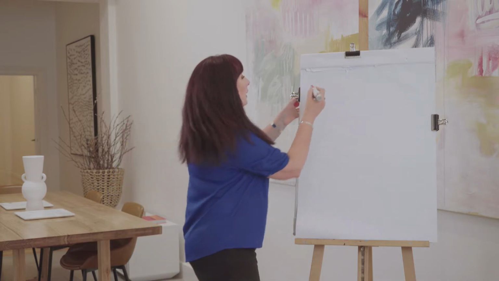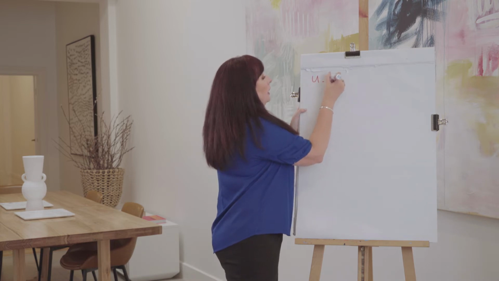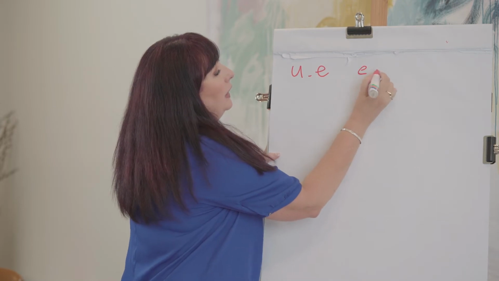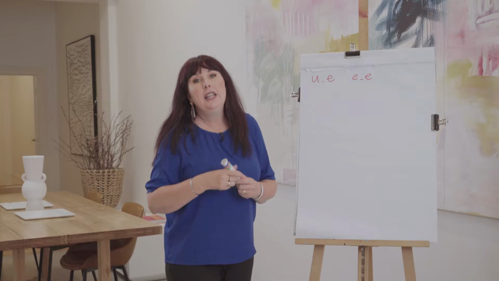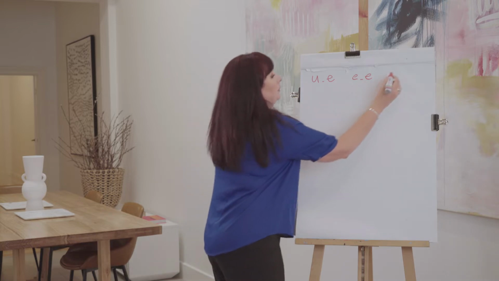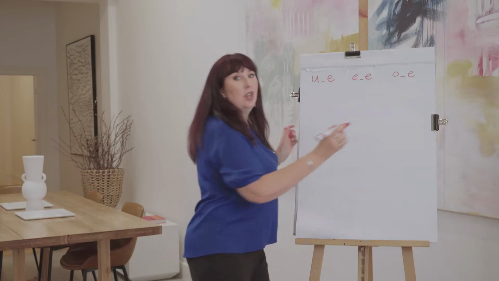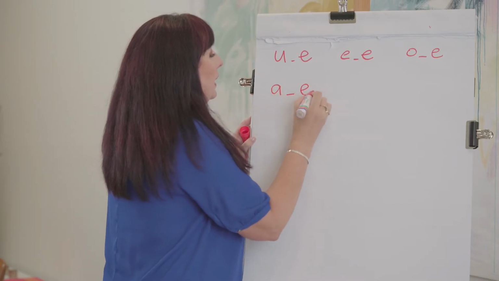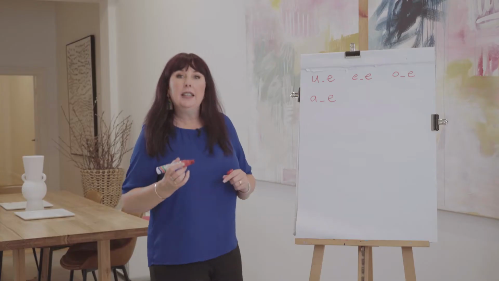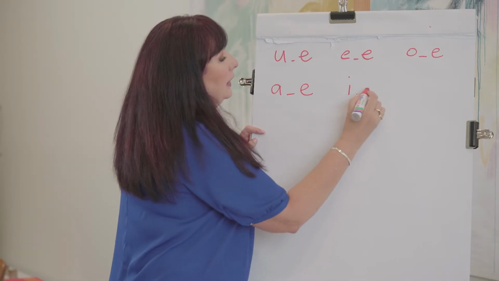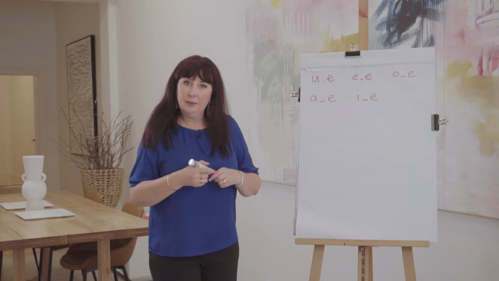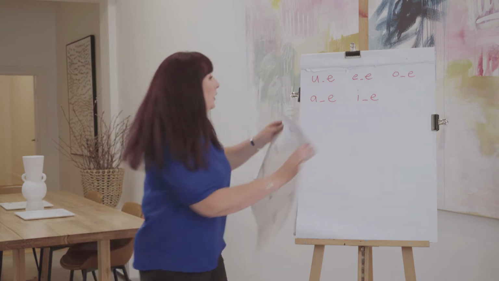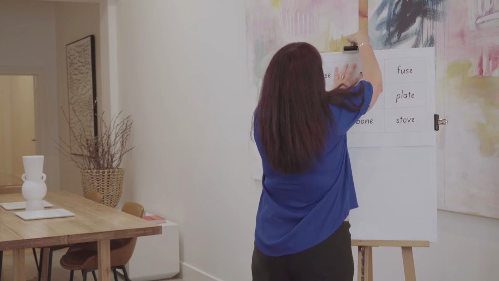Okay, let's have a look at the sounds that we're reviewing today. So we're reviewing U-E, says U in cube. E-E, says E in concrete. O-E says O in bone. And A-E says A in cake, and I-E says I in bike. Okay, good job.